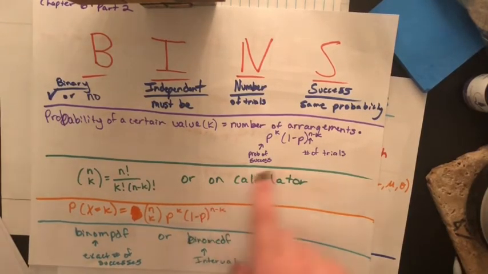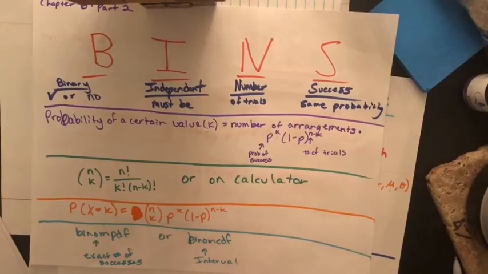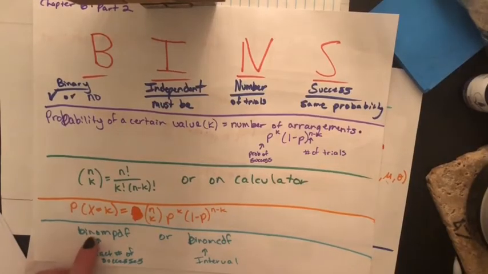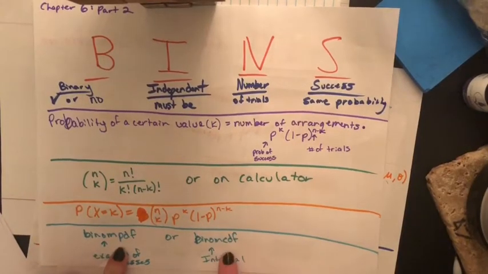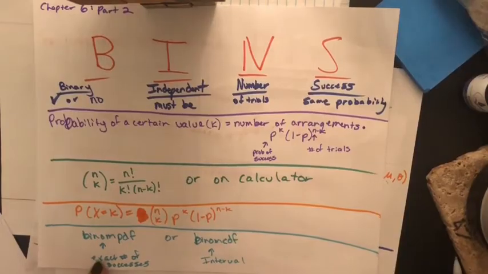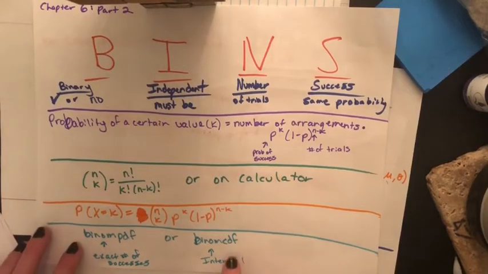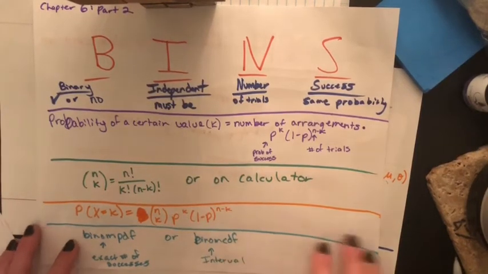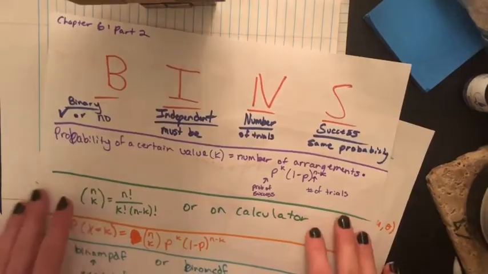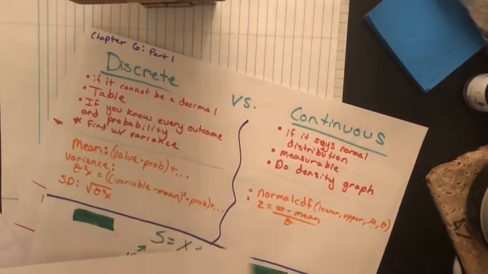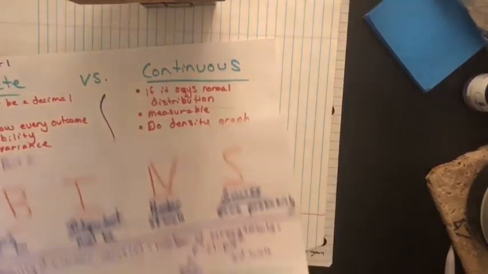This equation is the same as this equation. I just wrote it differently. When you're finding this equation on your calculator, you can do binomPDF or binomCDF. If you want to use PDF, it's finding the exact number of successes. If you want to use the CDF one, that's an interval. So let's move on to some examples.